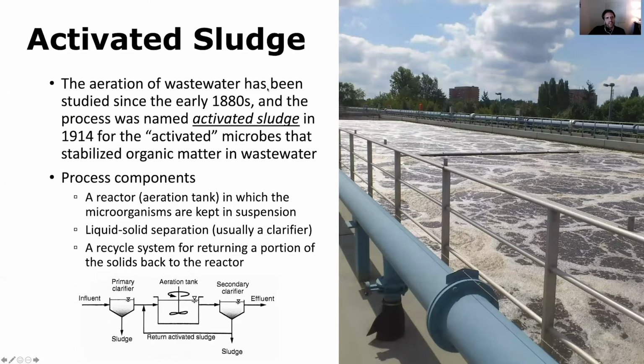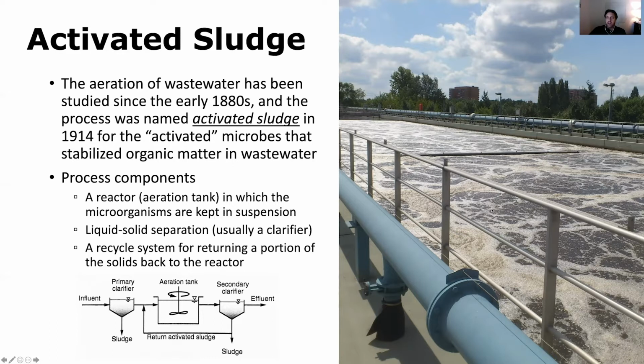So the aeration of wastewater has been studied for more than 100 years. And in 1914, this process of aerating the wastewater to treat it was named activated sludge. The reason for that name was because of the microbes that were in the wastewater that became activated and helped stabilize the organic matter present in that wastewater. So the components in the activated sludge treatment system include a reactor or an aeration tank where the microorganisms are kept in suspension.